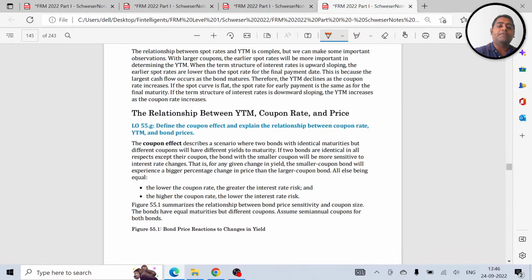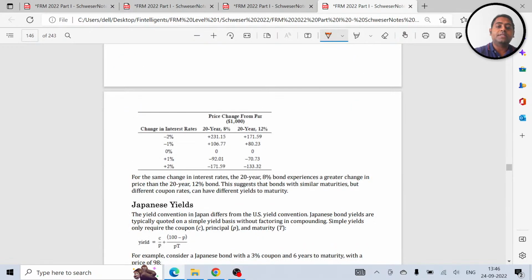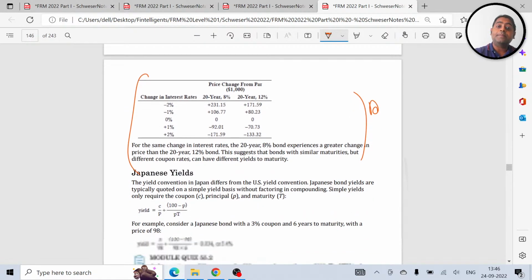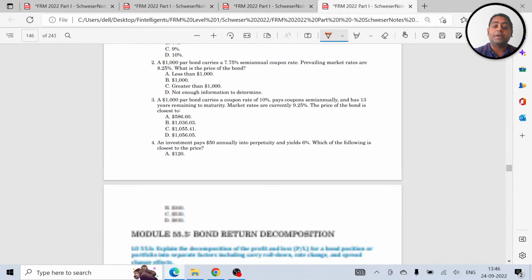Coupon effect, very, very important. Mark this as star. Double star, coupon effect. Okay, this entire understanding. Japanese yield, it has been tested. Mark this as double star. Japanese yield, the calculation. Don't skip it.